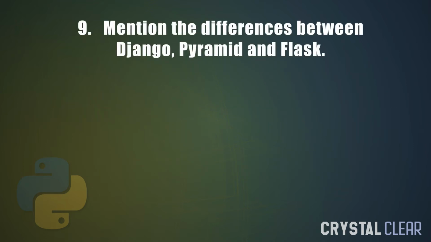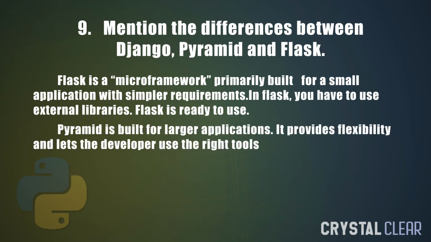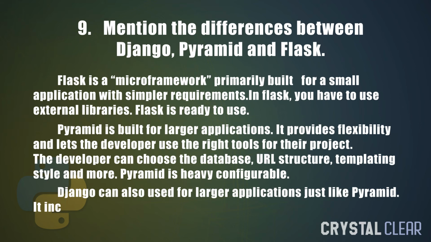Number 9. Mention the differences between Django, Pyramid, and Flask. Flask is a micro framework primarily built for a small application with simpler requirements. In Flask, you have to use external libraries. Flask is ready to use. Pyramid is built for larger applications. It provides flexibility and lets the developer use the right tools for their project. The developer can choose the database, URL structure, templating style, and more. Pyramid is heavily configurable. Django can be used for larger applications just like Pyramid. It includes an ORM.